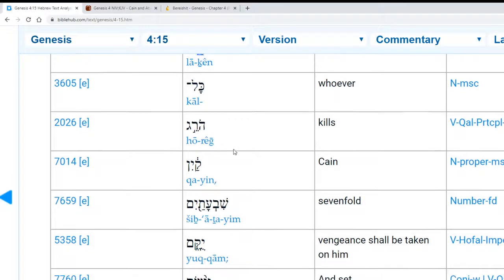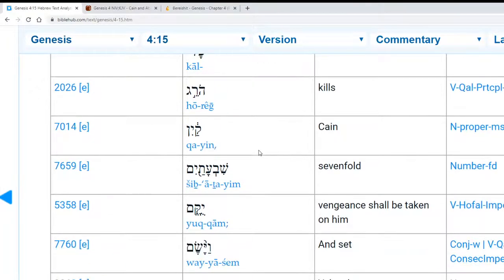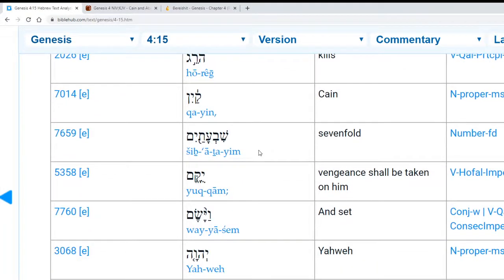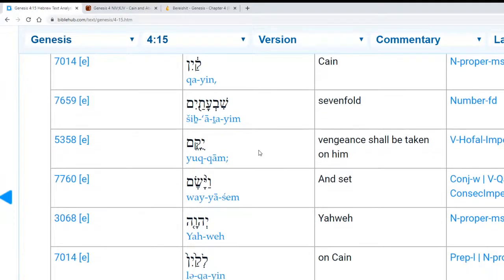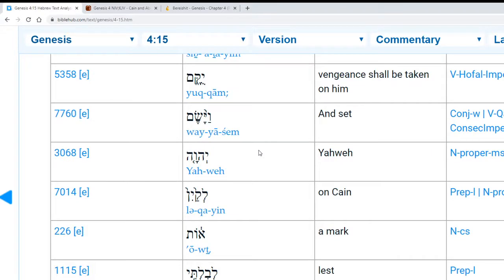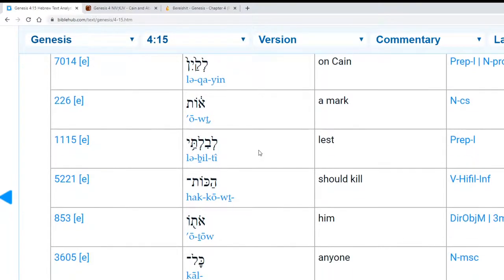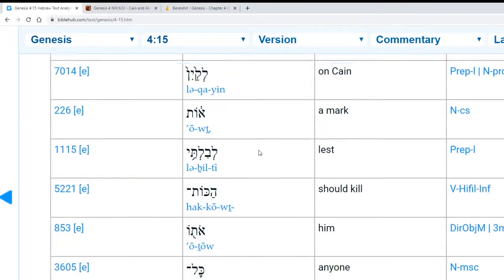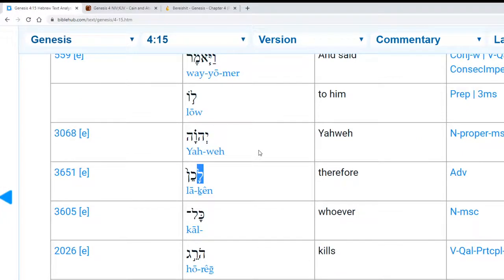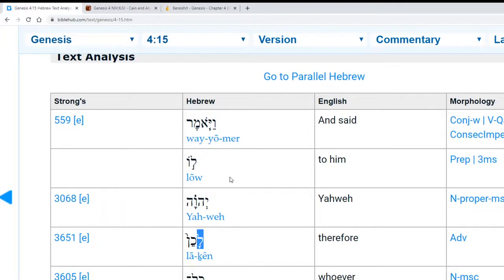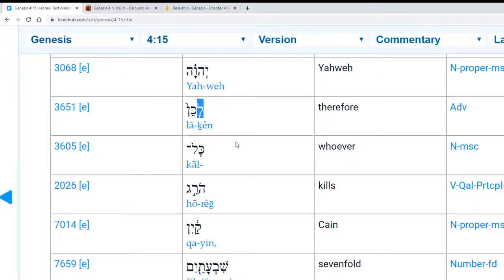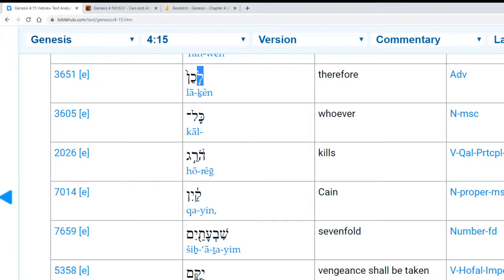kol horeg kain shiv'atayim yukam vayasem havaya lekain ot lebilti hakot oto kol motzo. Okay, so let's see, vayomer lo havaya, God said to him, lachen, therefore, kol horeg, right?